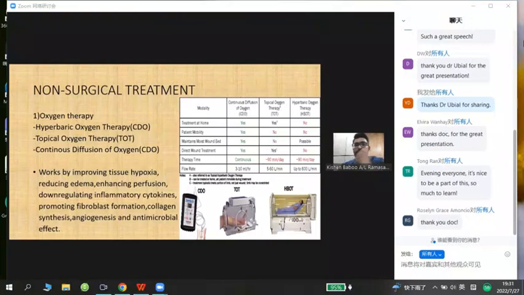The non-surgical management of vascular insufficiency includes oxygen therapy. There are three modalities of oxygen therapy usually seen. The first one is hyperbaric oxygen therapy, then topical oxygen therapy, and also continuous diffusion of oxygen therapy. All these three have their own pros and cons. Usually the highest rate of oxygen given will be with hyperbaric oxygen therapy.